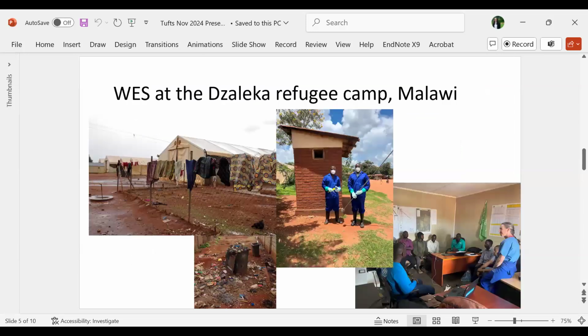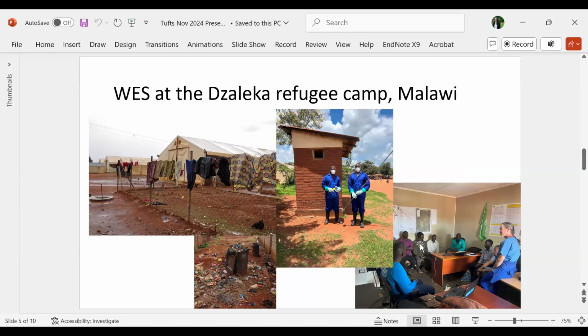Malawi hosts more than 50,000 refugees and asylum seekers, with a monthly average of 300 new arrivals. Almost half of these are children. The camp was initially established to host between 10,000 and 12,000 people. So currently I am an advisor to the UNHCR to examine the potential applications for using wastewater and environmental surveillance to monitor infectious disease agents in the camp.